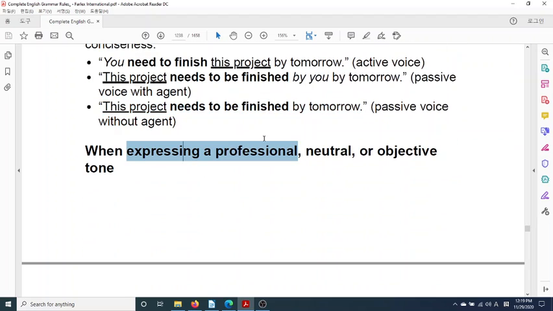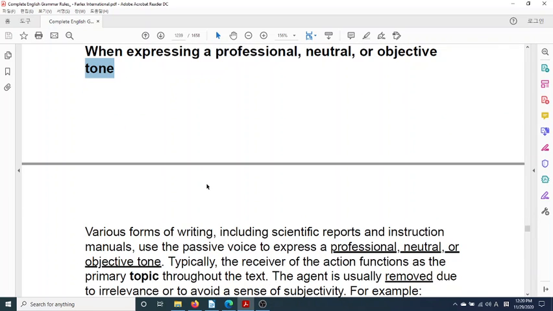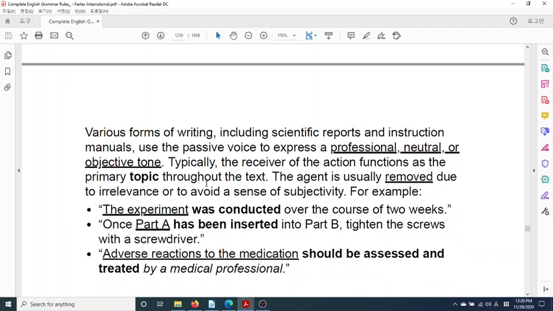When expressing a professional, neutral, or objective tone. So when you want to sound very clinical. So think about like a documentary, right? When you're listening to a documentary and they're explaining things, they'll tend to take a more passive tone. Various forms of writing, including scientific reports and instruction manuals, use the passive voice to express a professional, neutral, or objective tone. They're not taking side A or side B, right?